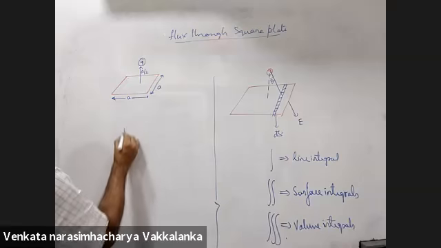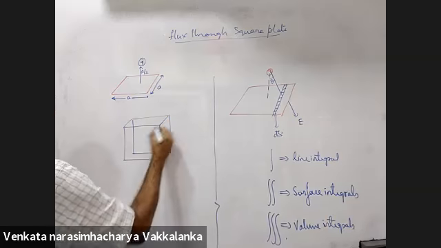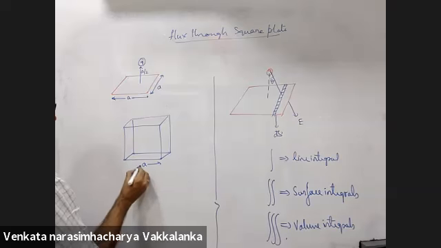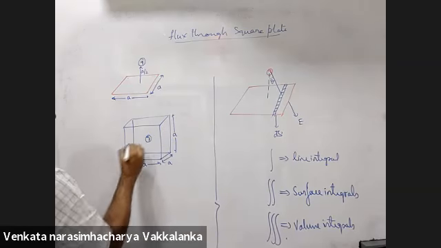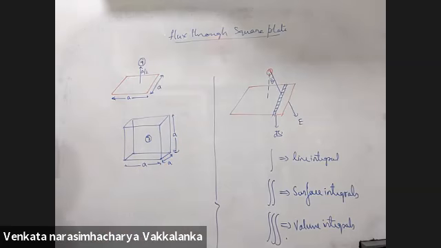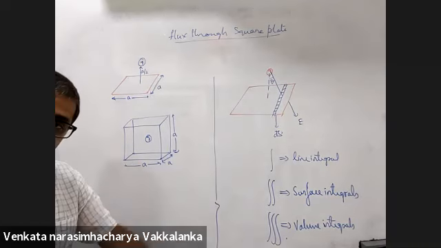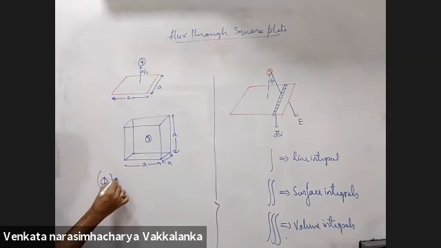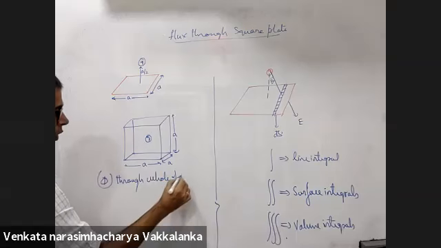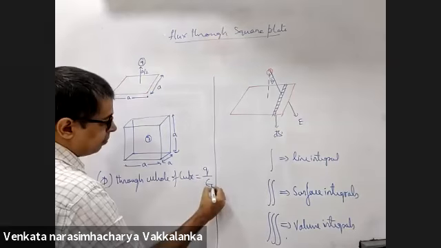Now observe this carefully. This is a cube of edge length A, and I have charge Q at the center. Can you tell me what will be the flux through whole of the cube? Q by epsilon naught.